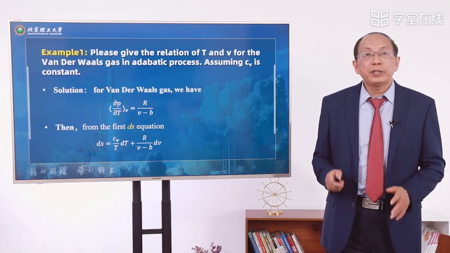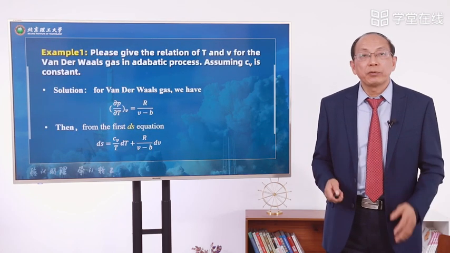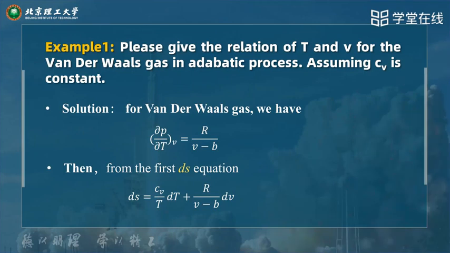Okay, on this page we give an example. In this example, please give the relation of T and V for the van der Waals gas in an adiabatic process, assuming Cv is constant. This example is a little simple. It's not so difficult. Solution.